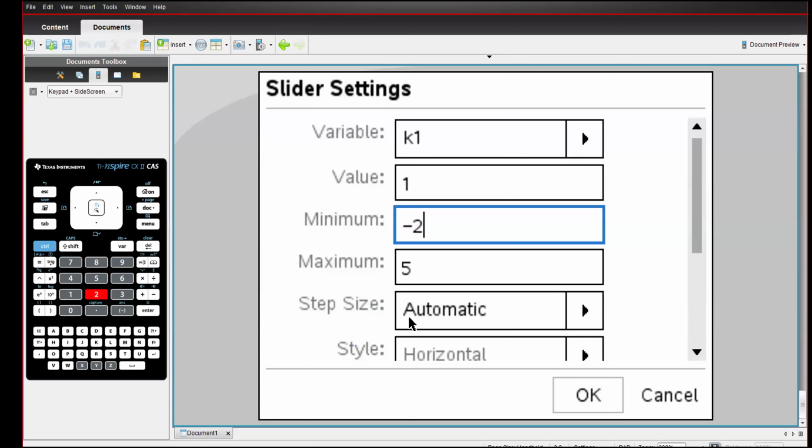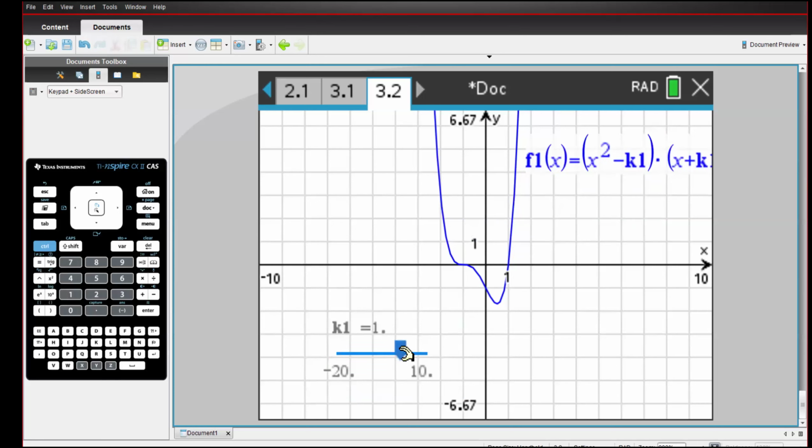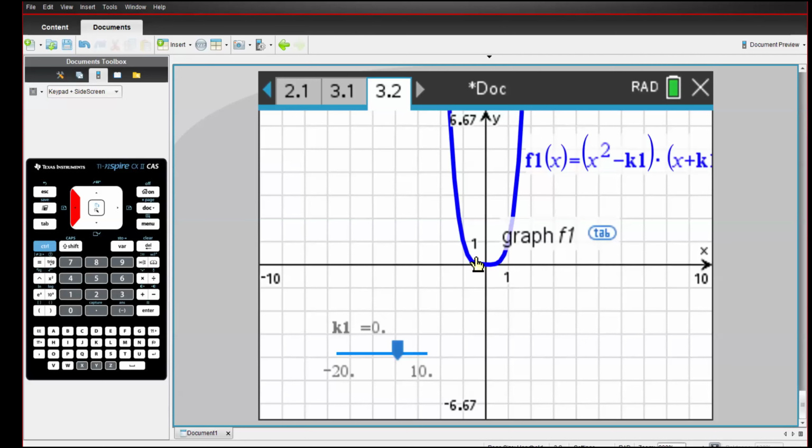Now I'll change the setting. Let's say minus 20, maybe 10, step size 0.1. Okay, let's see what happens. If I push that to, now you can see if k is some positive numbers, even though this turning point is getting closer to the x-axis, we still get, let's say, a twist, a stationary point of inflection, and also, let's say, a minimum. And once it gets to 0, yep, it's x to the power 4.